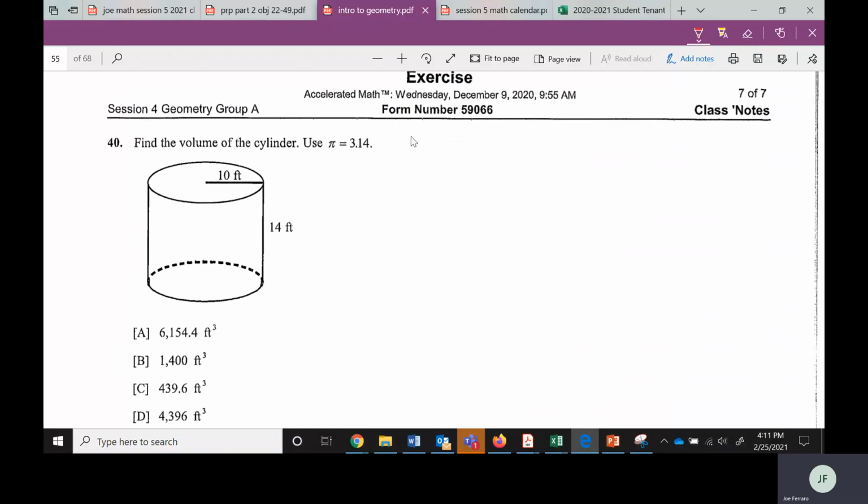So now again, the volume, this is a cylinder, is pi r squared h. So they say use 3.14 for pi. R squared means radius. Now radius is from the middle to the outside of the circle. So the radius here is 10. And we need to square that. And then times the height of the cylinder, which is 14.